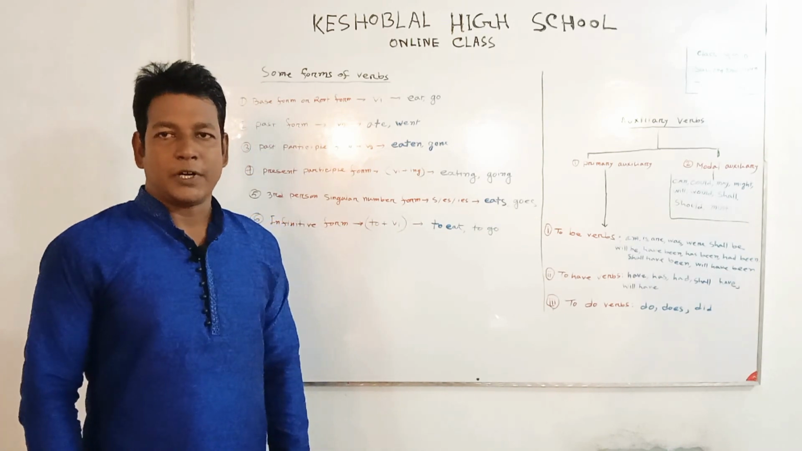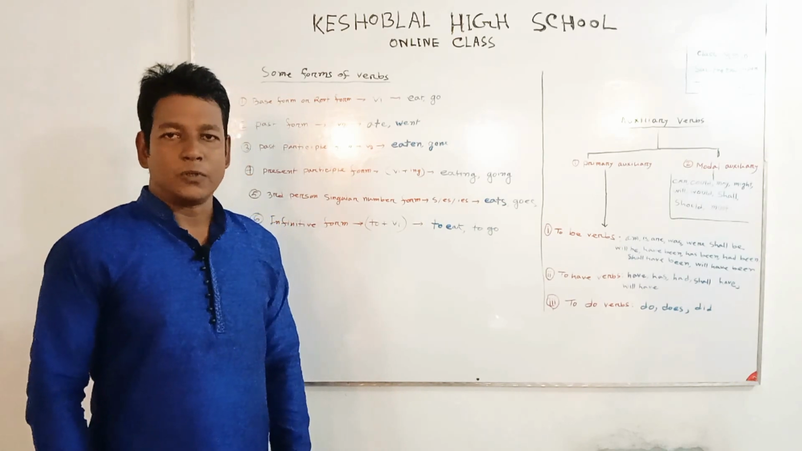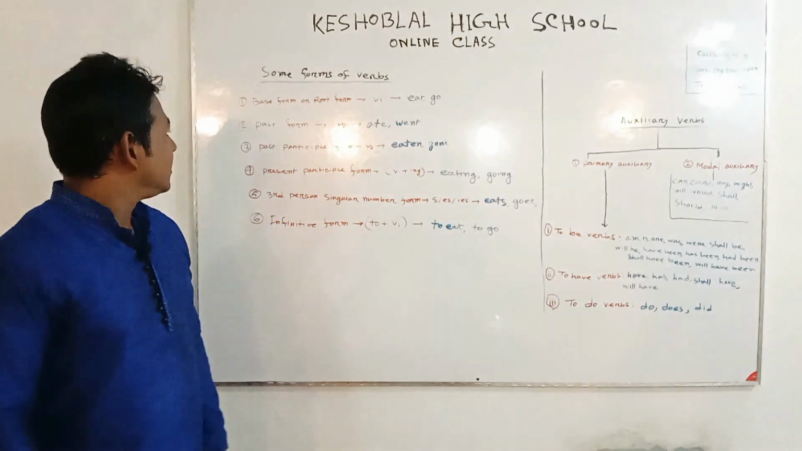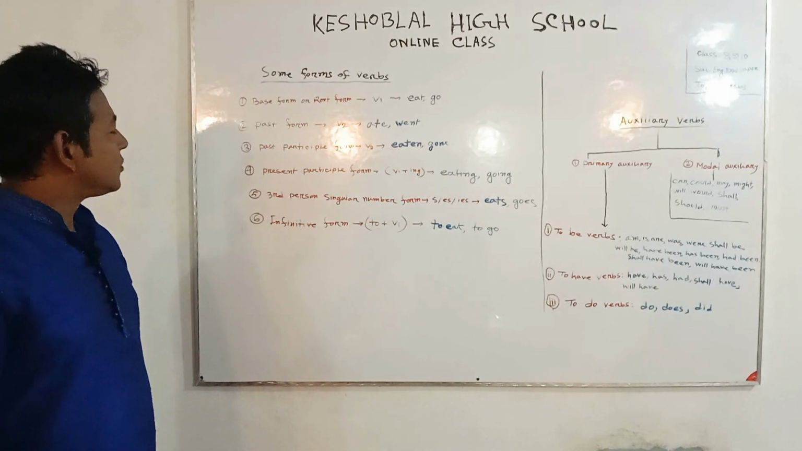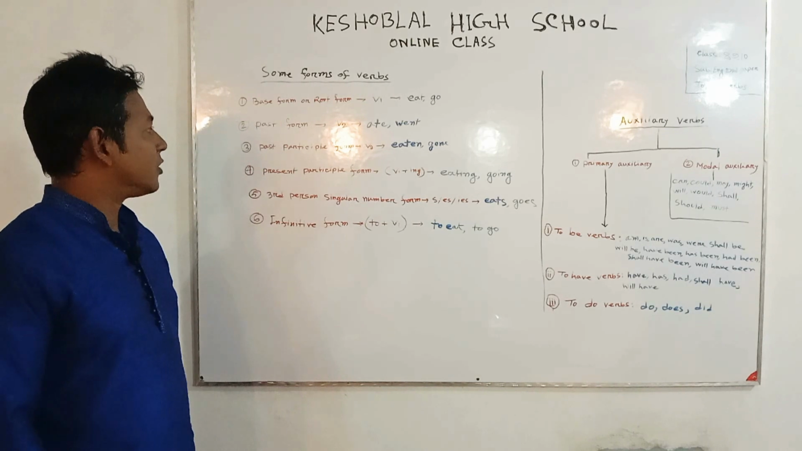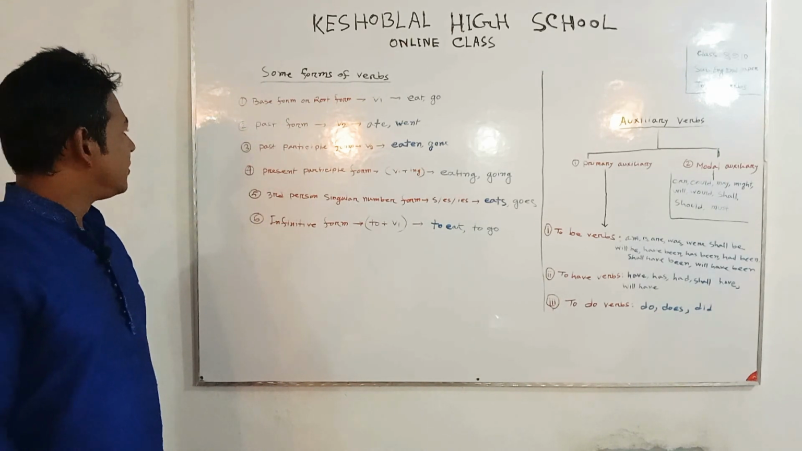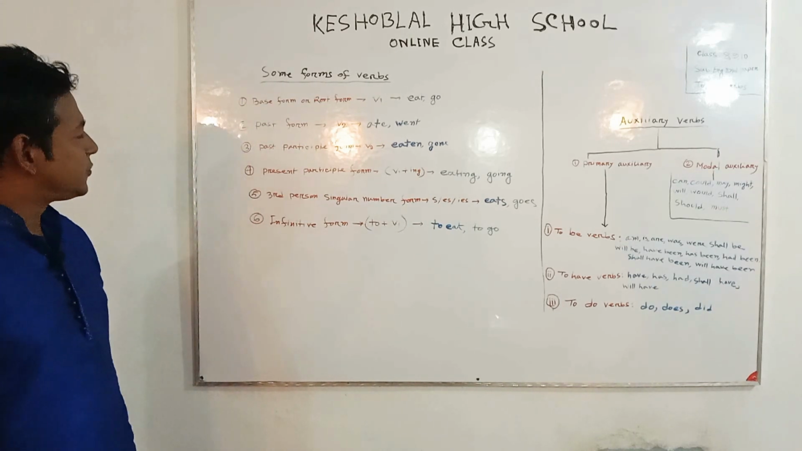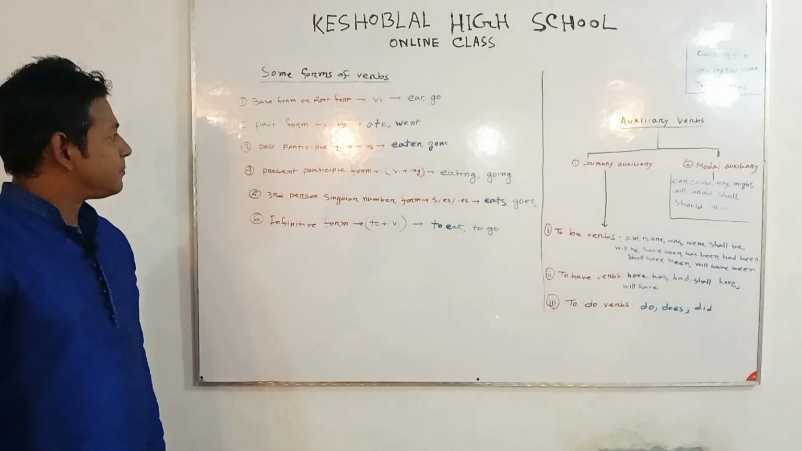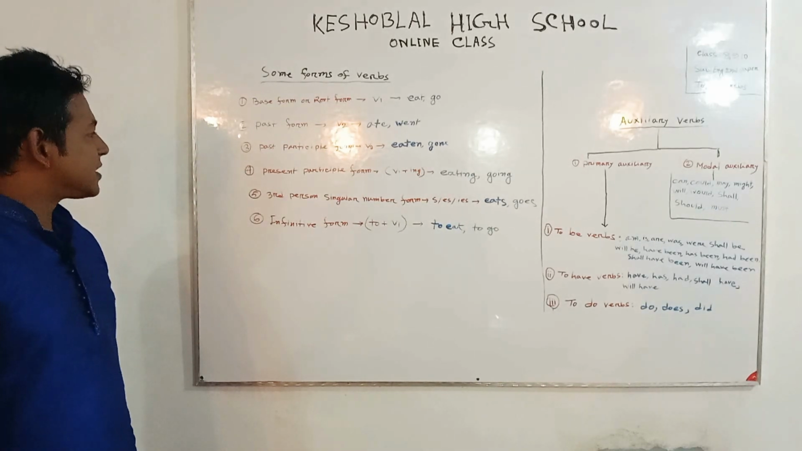Some forms of verb have been written on the board. So look at the board. Number 1, base form or root form. We can also call it V1 form. For example, eat, go. Number 2, past form. We can also call it V2 form. For example, ate, went.